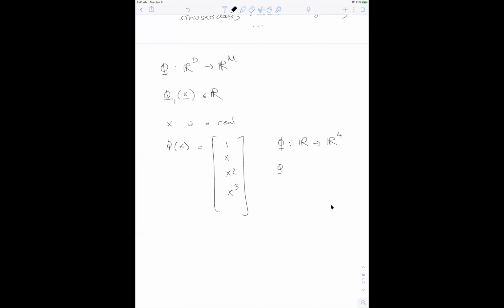And now phi 1x is x, phi 2x is x squared. So notice these are always scalars. We have to have scalars inside here. Does that explain things now?